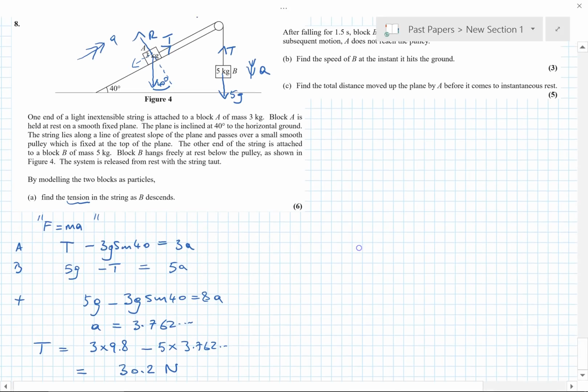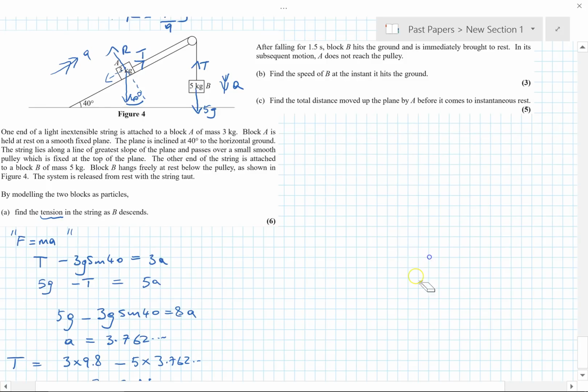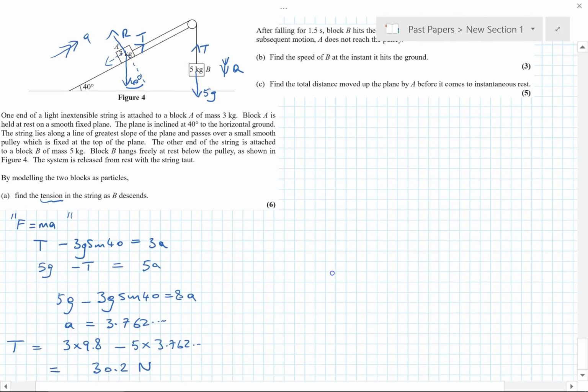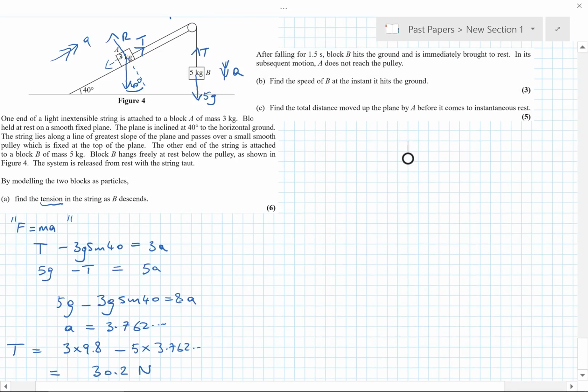In fact, I found from students I've been marking, they've often been picking those marks up later on when other questions have proved more challenging. So that part was normally fine. And so was part B as well, really. It says that it's falling for 1.5 seconds.